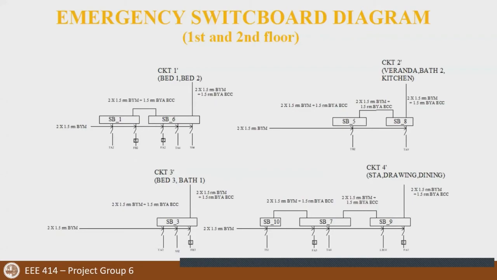This is the emergency switchboard diagram, and all the emergency lights and fans are connected to this. These circuit connections are named CKT1 prime, CKT2 prime, and so on. Since we are using combined switchboards for normal and emergency case, the switchboards are named the same.